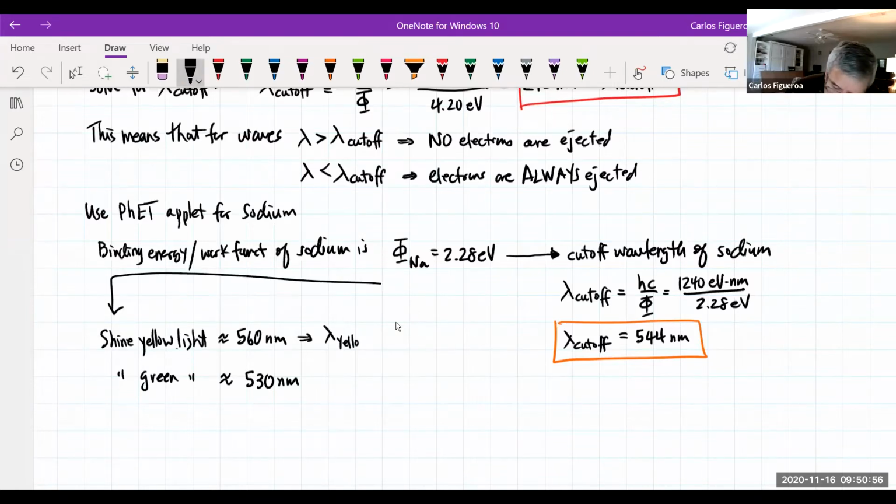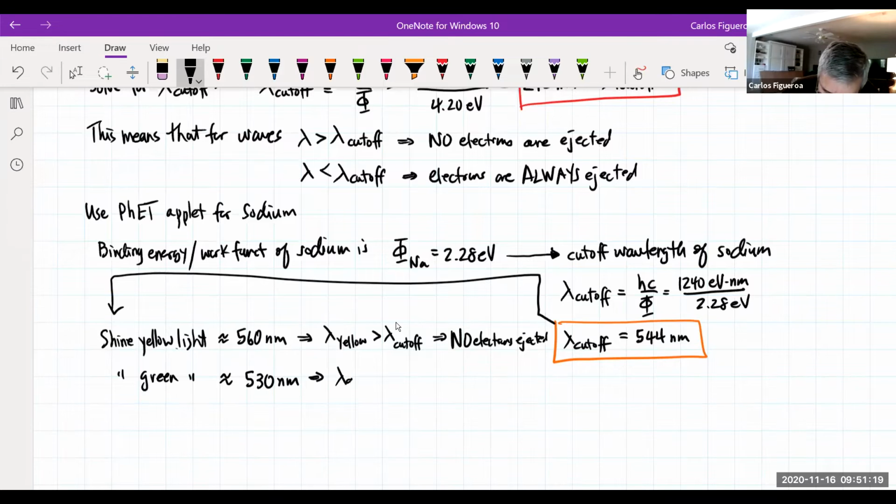So yellow light is greater than the cutoff. So that means what? No electrons ejected. But if I shine green light, I can see here that green light is less than the cutoff. And if it's less than the cutoff, then that means electrons are ejected.